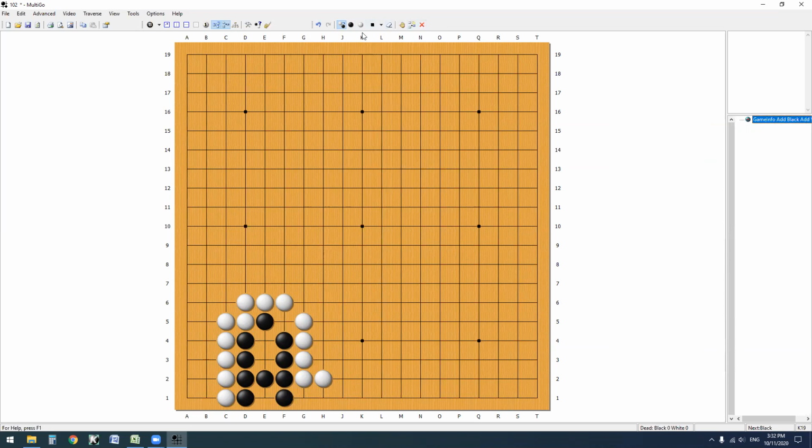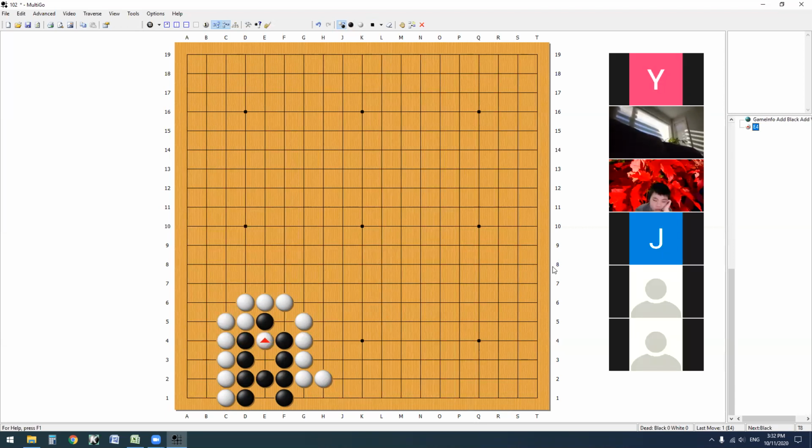What if white goes here? What do you do? F5. Right. You have to go F5. Don't just capture it. If you capture it, you've been tricked. Now he can atari, and you see your whole group is dead. So capture is not always a good move. You capture, you're dead. If you don't capture, you're alive.